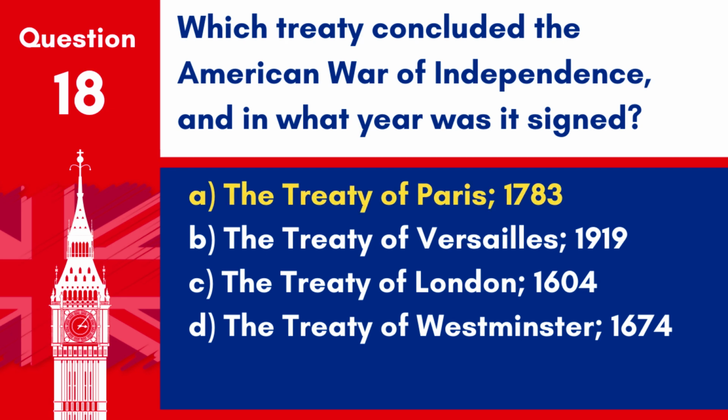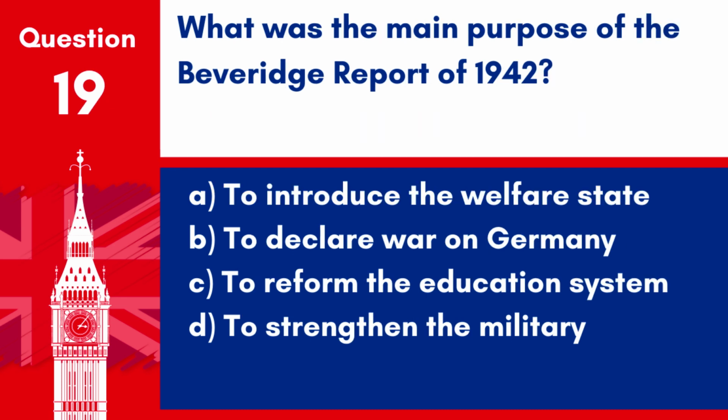Answer A. The Treaty of Paris, 1783. The Treaty of Paris, signed in 1783, officially ended the American War of Independence and recognized the independence of the United States. Question 19. What was the main purpose of the Beveridge Report of 1942?